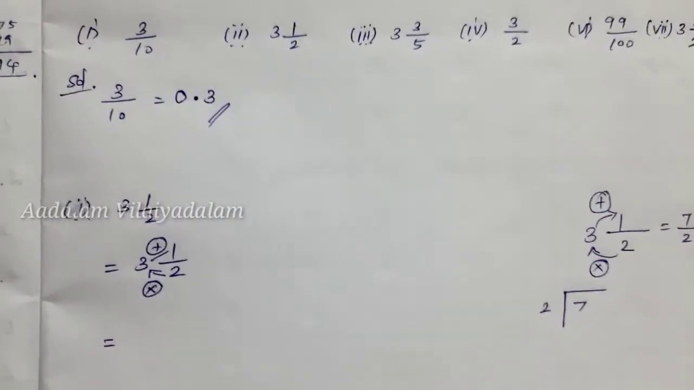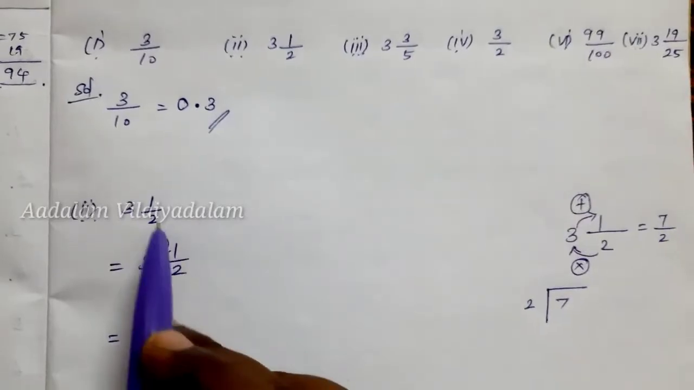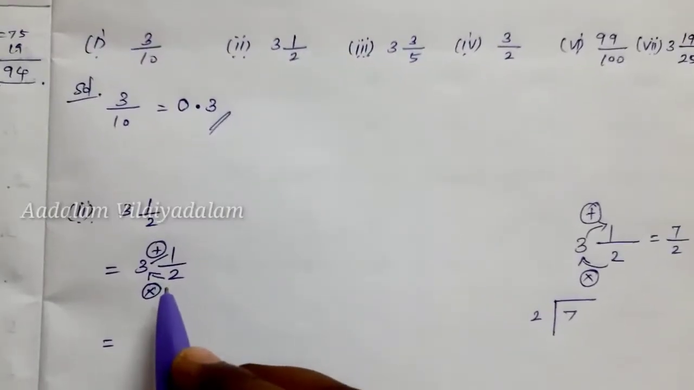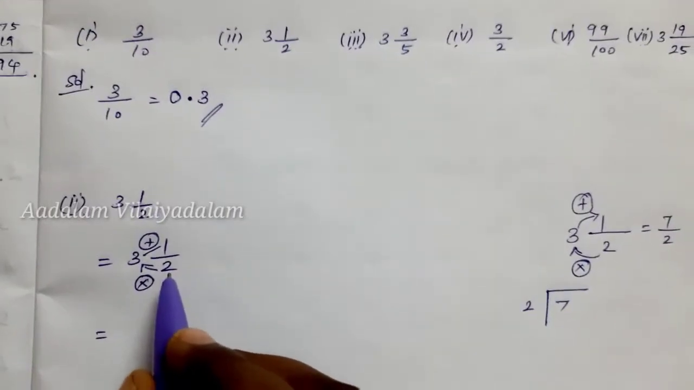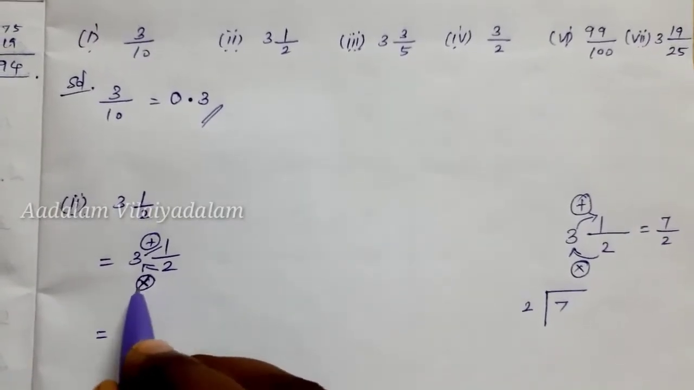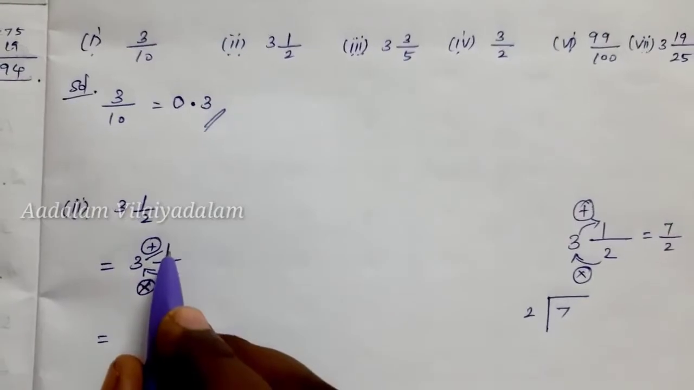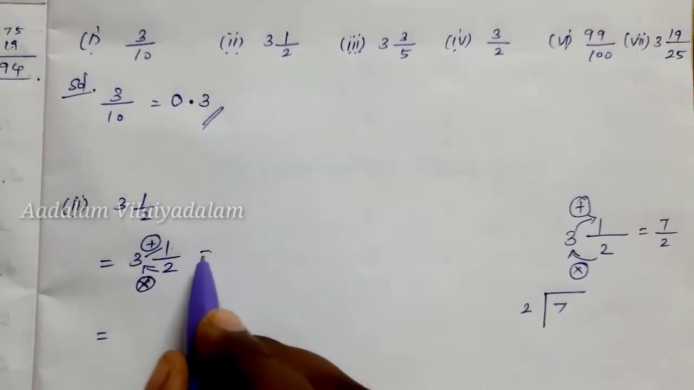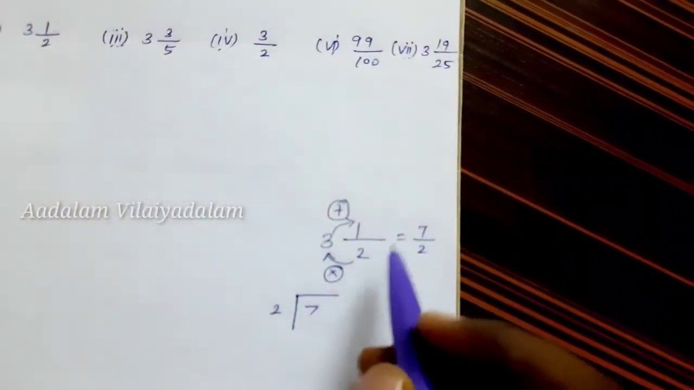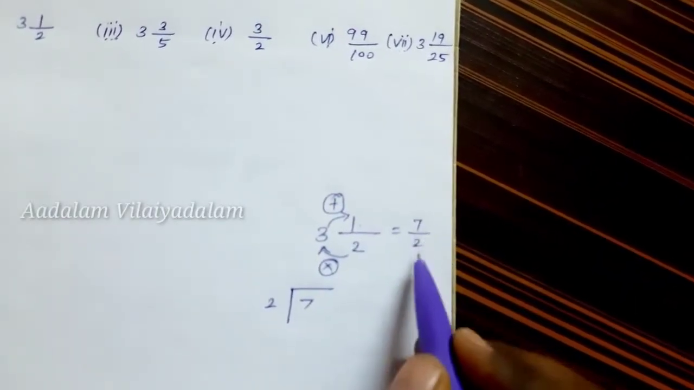Now let's see the second sum, 3 1 by 2, which is a mixed fraction. We need to change it into an improper fraction. How can we change it? It is a very simple method. Multiply the denominator with the whole number, that is 2 3s are 6. Then add the numerator: 6 plus 1 we get 7. Write it over the same denominator. So 3 2s are 6, then 6 plus 1 gives 7 by 2.